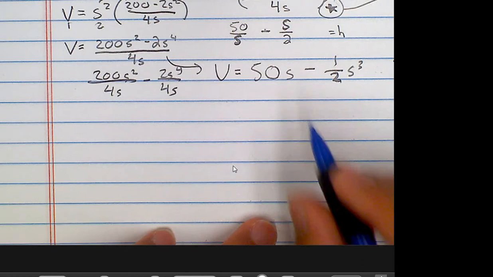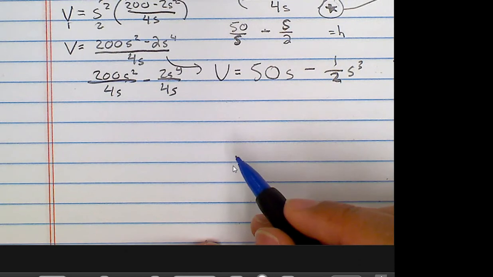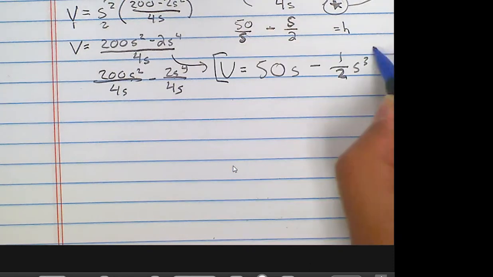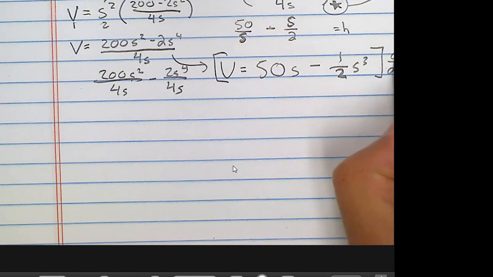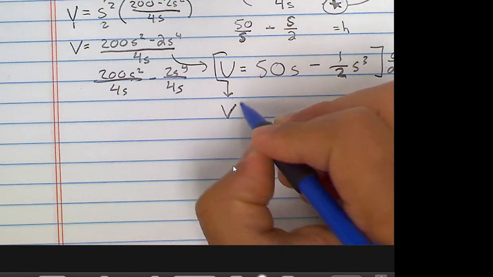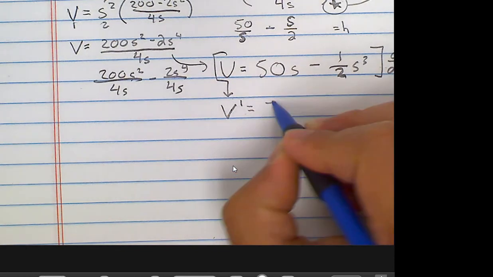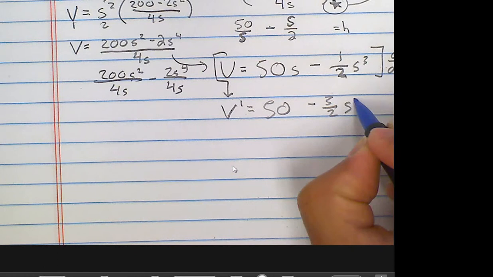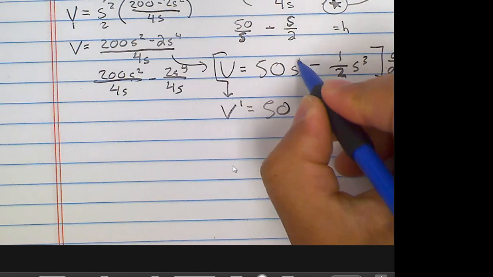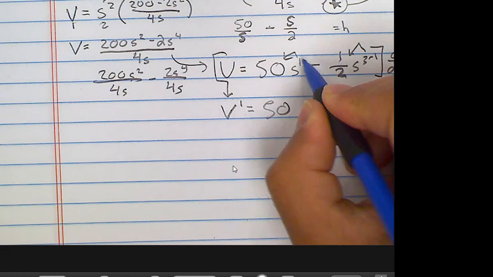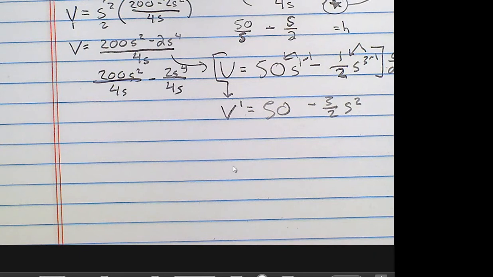Now, is this ready to take the derivative of? Yes, absolutely. So let's take the derivative. We are taking the derivative with respect to s. We can say the derivative of V, V prime, is equal to 50 minus 3/2 s squared. Just the power rule. Any questions?